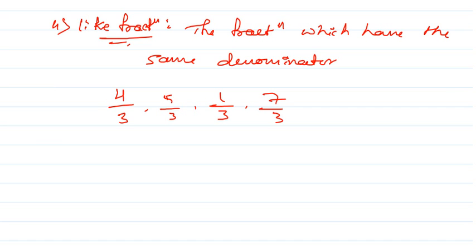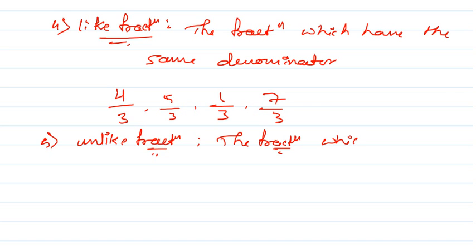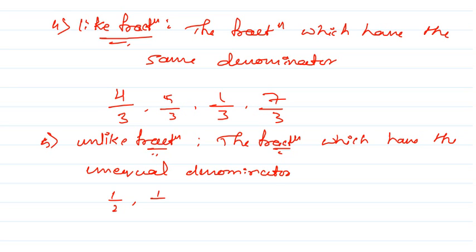So, the last one is unlike. Exactly, see, the fraction which have the unequal denominators, for example 1/2, 1/3, 5/4, 1/5, these all are unlike fractions. Clear? Have any doubt? Okay. So, types of fraction is over.